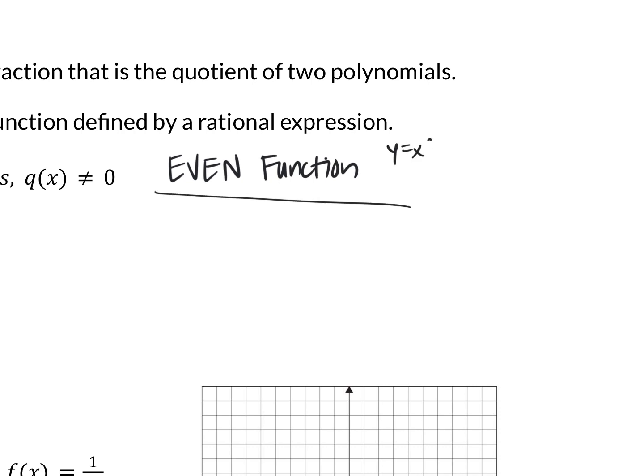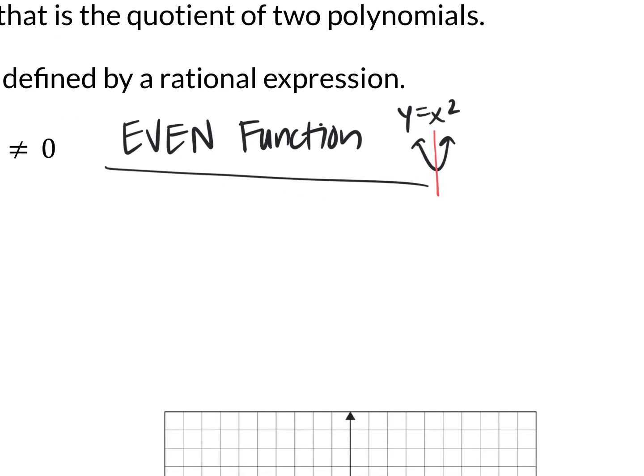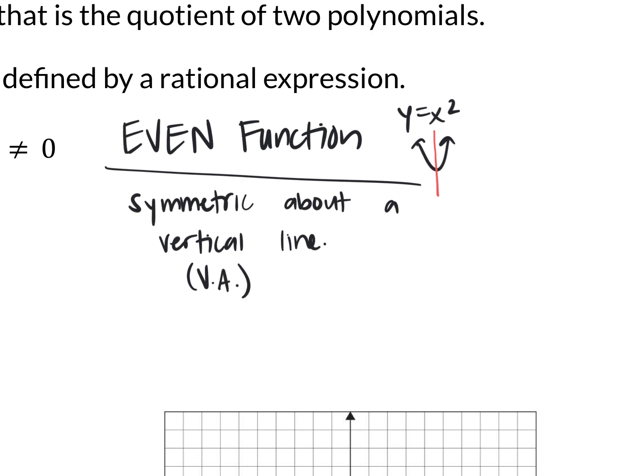So like y equals x squared. It's considered an even function because it is symmetric about a vertical line. Okay, so symmetric. Okay, that vertical line might also be a vertical asymptote, which I'm going to abbreviate with VA. Have we seen that notation before? Yes? Perfect.